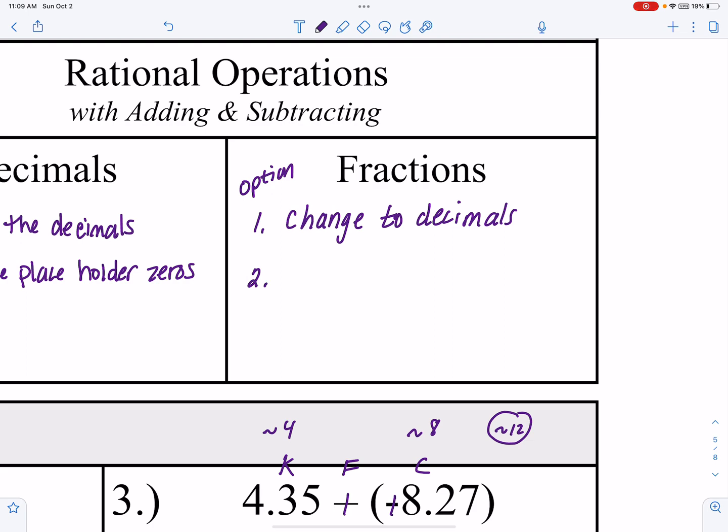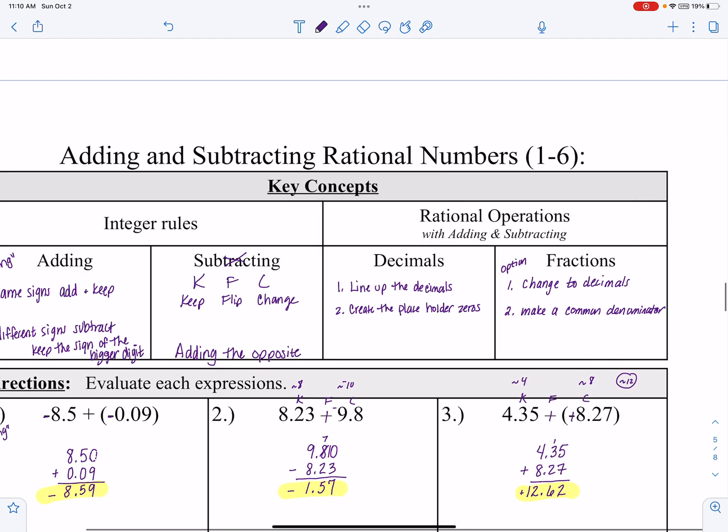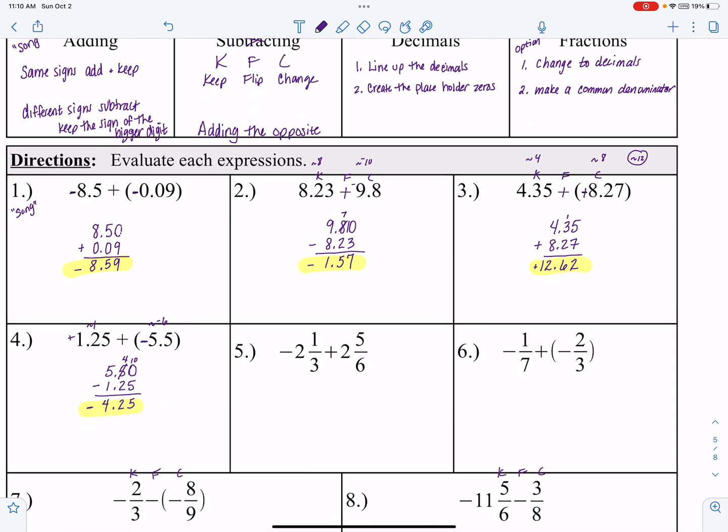Option number 2 is to make a common denominator, and then you can add or subtract. But realize that sometimes you're going to want to make a common denominator with the improper fraction rather than dealing with regrouping with the whole number. So we'll take a look at what that looks like a little bit here, okay?